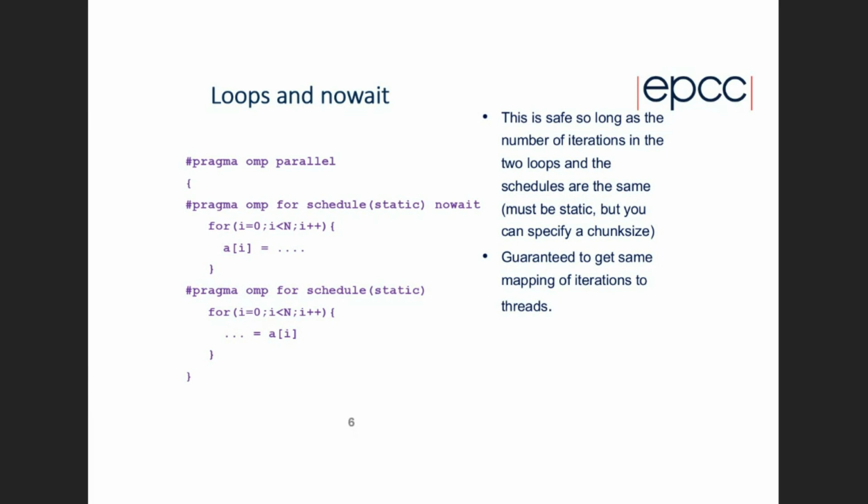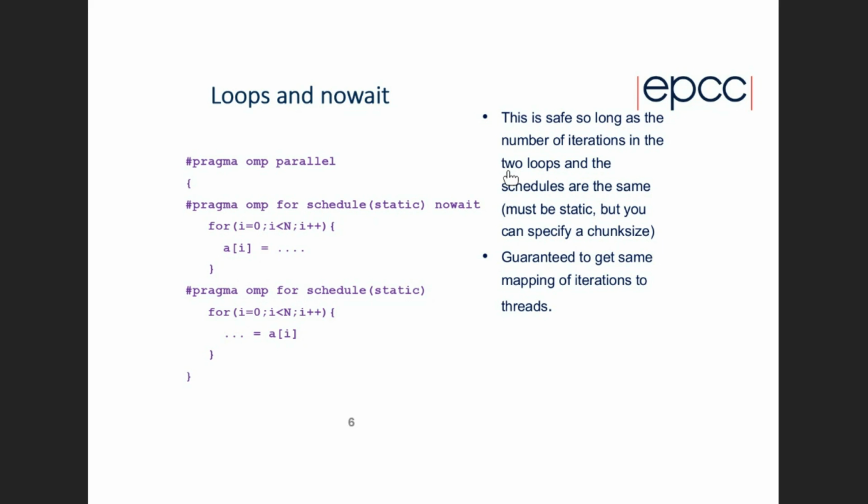So suppose I have a case here where I have a parallel region with two work sharing loops inside it. The first one writes some values into a[i], and the second one reads from a[i]. Okay, so the question is, is it safe to remove the barrier at the end of this loop? And that question really translates into, well, am I guaranteed to get the same mapping of i values to threads in both these loops? And the answer is yes, provided these conditions hold.